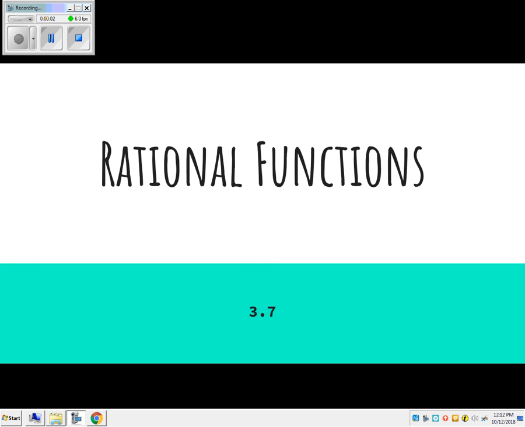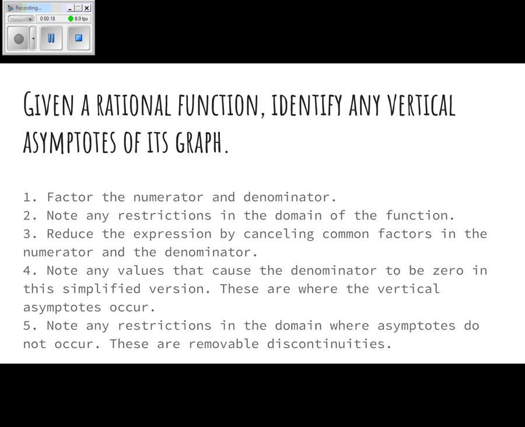Okay, hopefully you're pros at finding the domain and doing some basic sketching with those vertical and horizontal asymptotes from yesterday. Today we are going to get into it and determine how to find those vertical and horizontal asymptotes from a function. First up we're going to do vertical asymptotes. Here's a list of everything we're going to be doing.